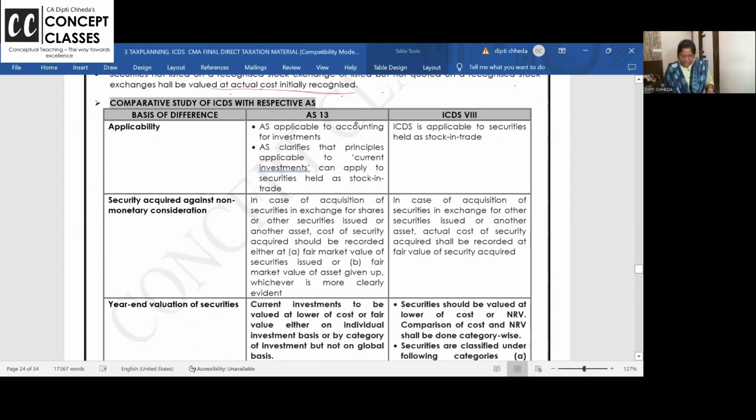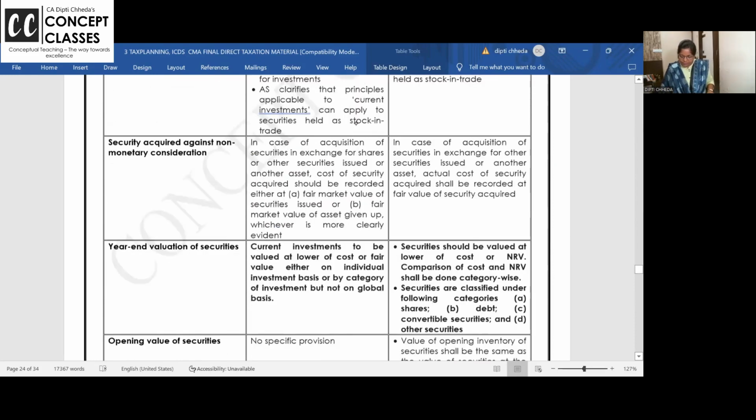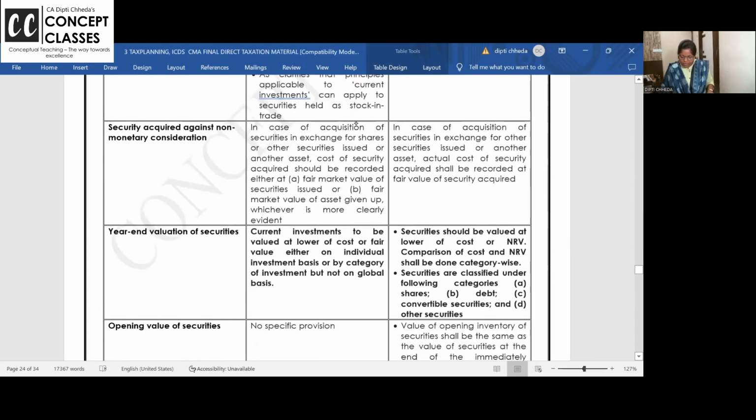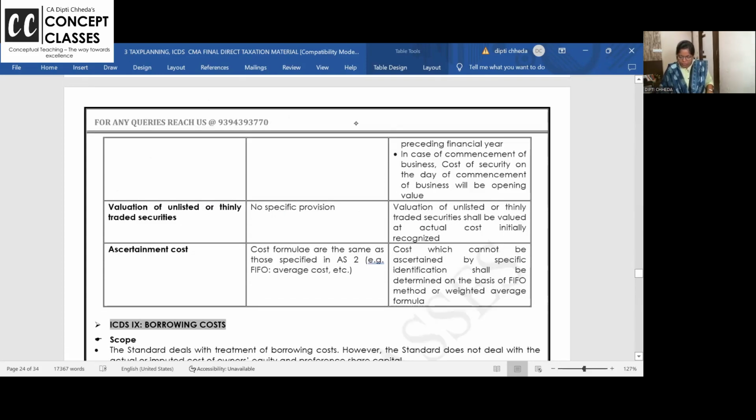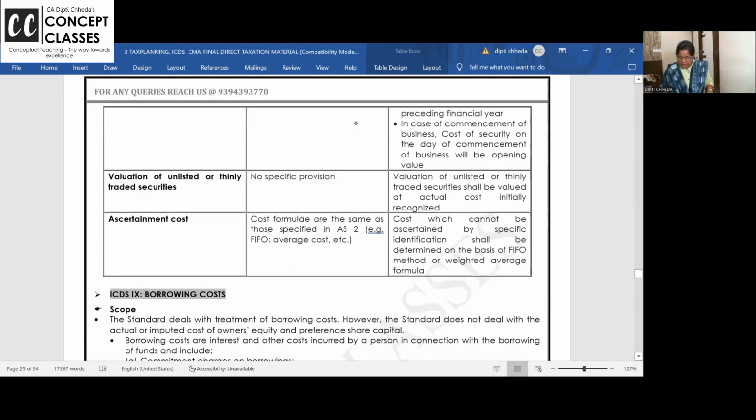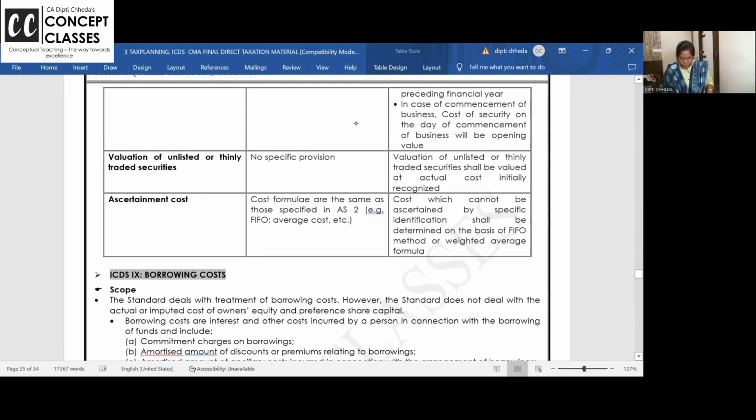Next, now ICDS. Current investment to be valued at cost or NRV, whichever is lower, on an individual investment basis or category of investment, whichever you want to follow. Here, security should be valued at cost or NRV category wise. What are the categories? Shares is a category, debentures or debt, convertible securities, and so on. Opening and closing, I said leave it, and FIFO, two methods.